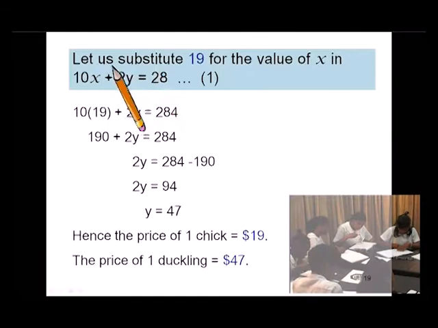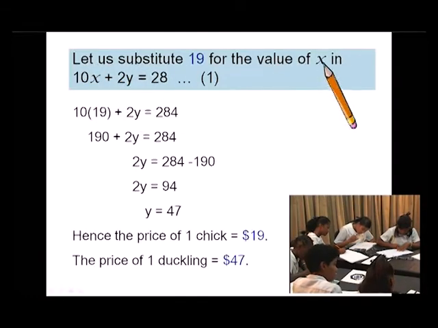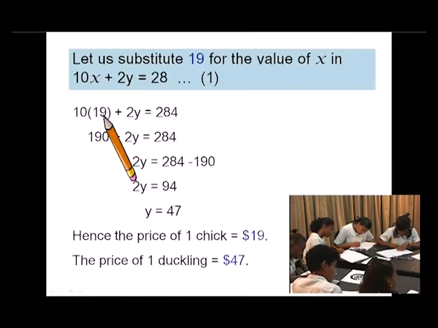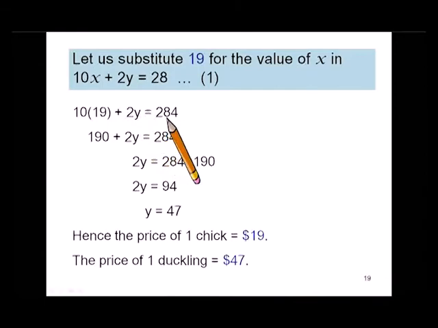Let us substitute 19 for the value of x in 10x plus 2y equals 284. 10 by 19 plus 2y equals 284. 190 plus 2y equals 284. 2y equals 284, take 190. 2y equals 94. y is equal to 47. Hence, the price of one chick is $19. The price of one duckling, $47.